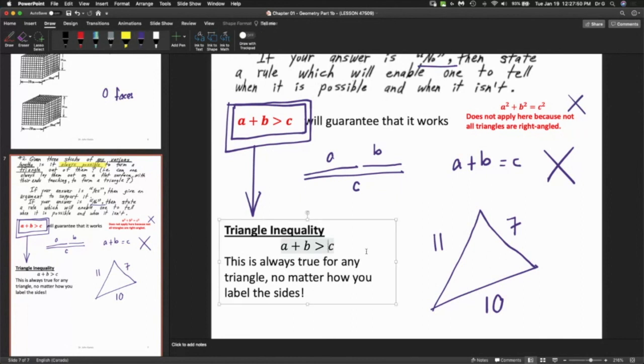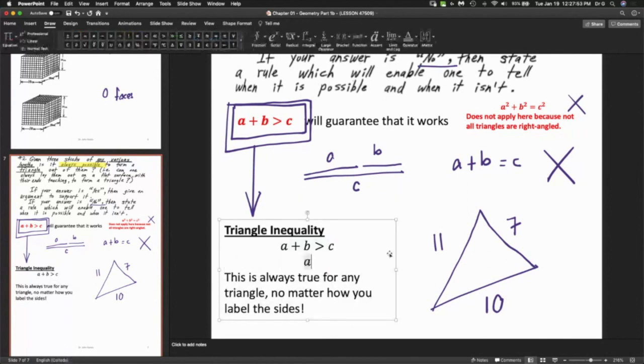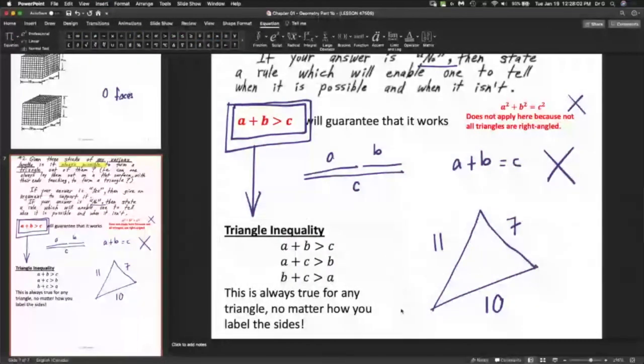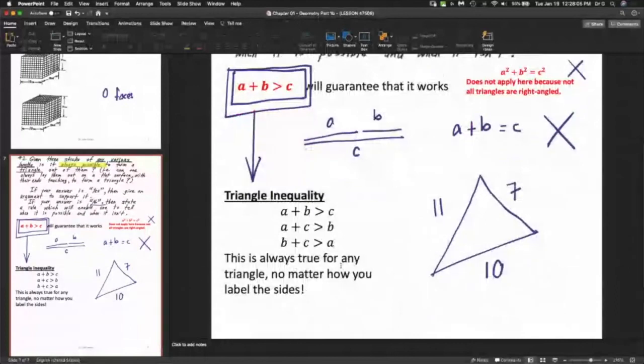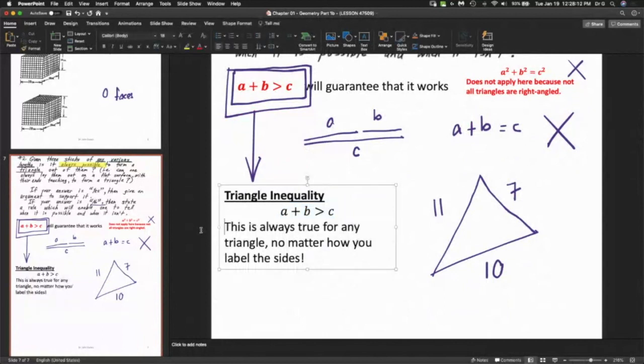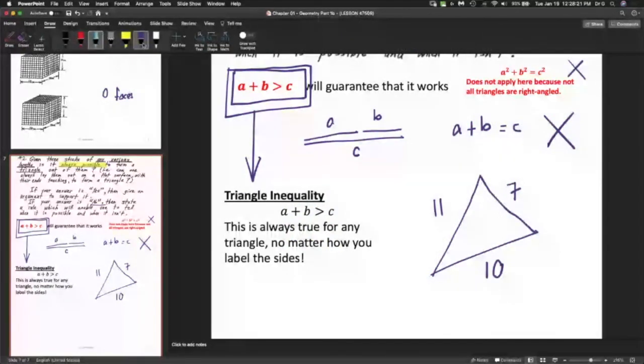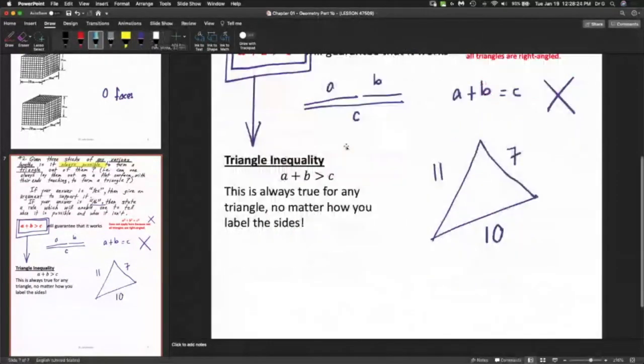If you want a more definitive way to write it, is to write that A plus C greater than B and B plus C greater than A. These are all true. But if you want to be economical about it, you can use one of them as long as C is the longest side. So we only write one of them, and that gets the deal done. So if you notice here, pick any side. I don't care which way you choose. Any way you write it, it will work.